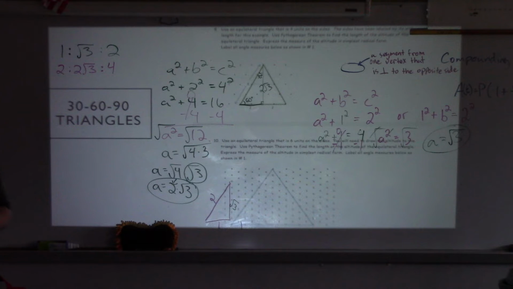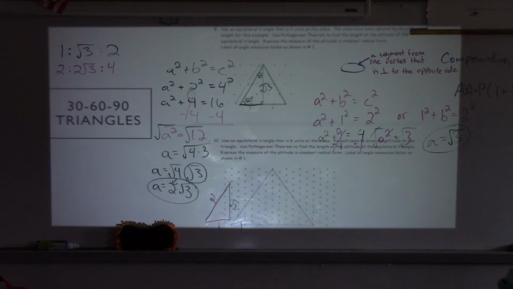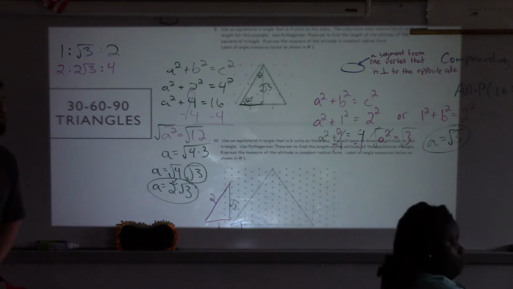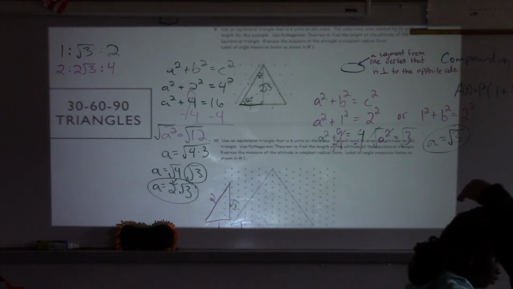There might be a pattern there. Let's see if that pattern still exists within number 10. So within your small groups, you're going to need to draw the altitude into the triangle and then use the Pythagorean theorem to find the length of the altitude of this equilateral triangle.